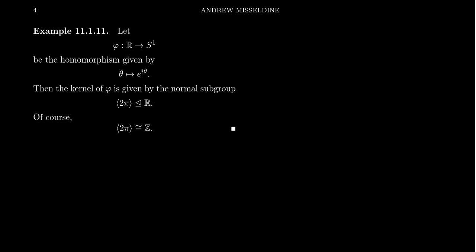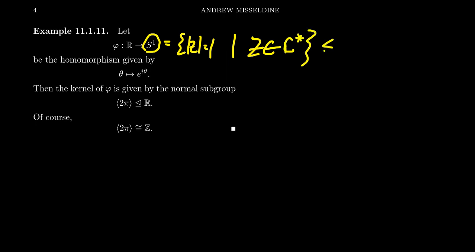So with this one, consider the map from the real numbers to the circle group. Remember the circle group: this is the set of all complex numbers whose modulus is equal to 1. And so this is naturally a subgroup of C star. We're going to take the real numbers map to the circle group, following the formula right here. Theta, which is just a generic real number, will map to e to the i theta, like so.